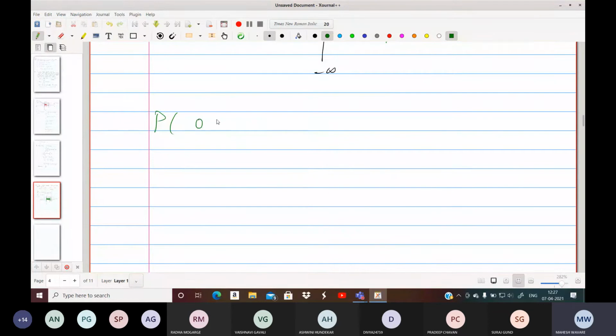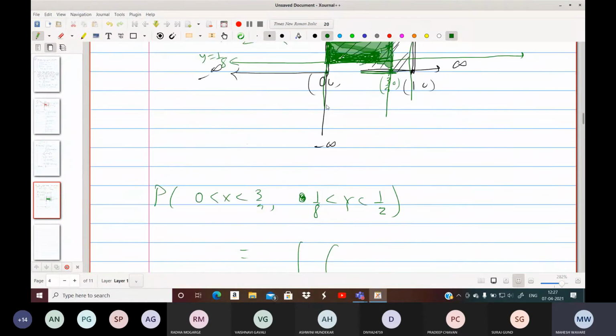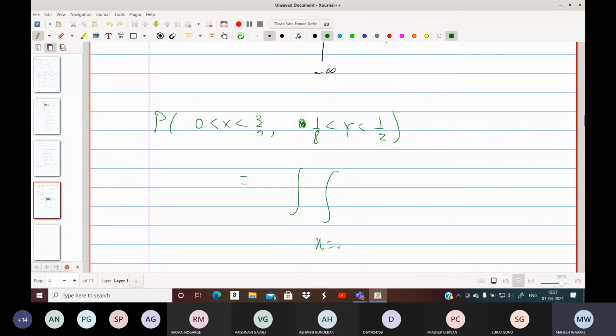The probability of 0 less than x less than 3 by 4, and what is the range of y? 1 upon 8 less than y less than 1 upon 2. If you call this region A, what is the limit of x? x equal to 0 to 3 by 4. I am writing limits for x. So you are integrating 4xy with respect to x, keeping y constant. Once you integrate with respect to x, later integrate with respect to y, and limits for y are 1 upon 8 to 1 upon 2.